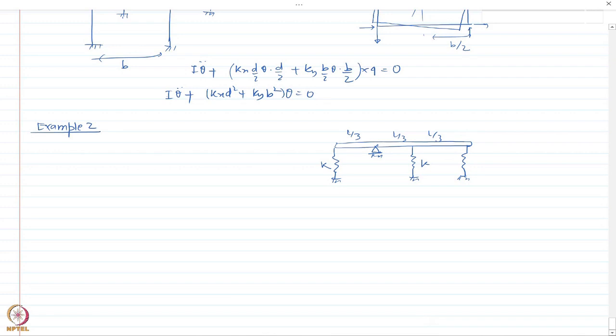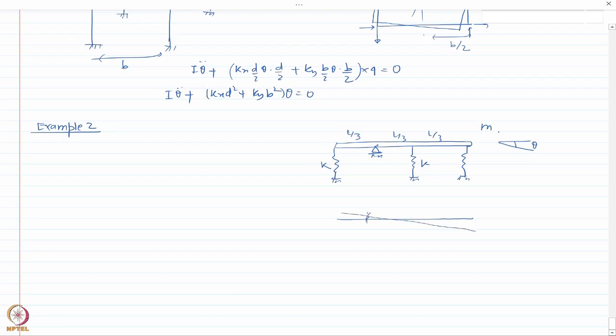What I need to do again is to set up the equation of motion for an angular rotation of this bar. The mass of the bar is m, and as I said, the total length is L. So take some time and solve this problem. Okay, let us discuss the solution. First let me draw the initial position and the deformed position for an angular rotation. Let us say it rotates in clockwise direction by an angle theta.